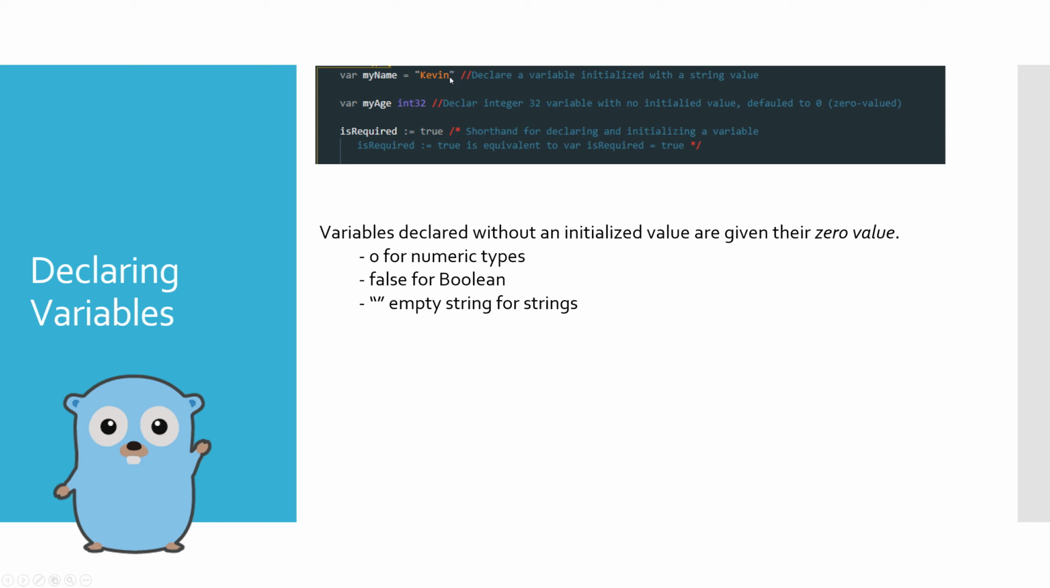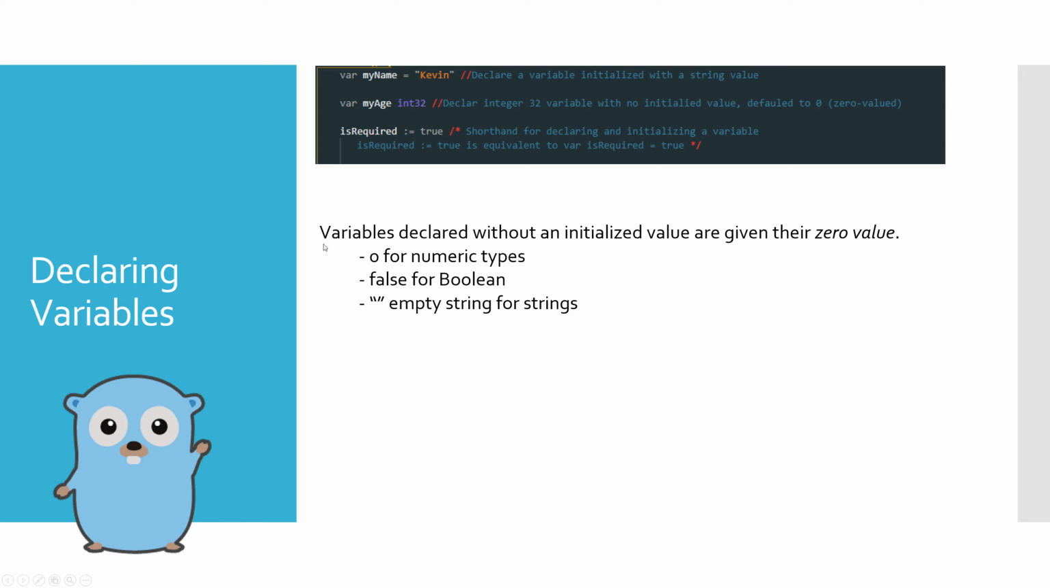Another way we can declare a variable is we can declare a variable, but we don't initialize it with a value. So I don't say equals something. I just declare the variable. So here I write var for variable, and then the variable name, myAge, and I specify that this variable is going to be an int32 data type. So this variable holds a 32-bit integer. Now, since I did not initialize this variable with a value, it's defaulted to the 0 value.